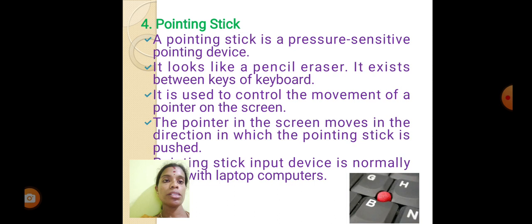Next one is pointing stick. A pointing stick is a pressure sensitive pointing device. It looks like a pencil eraser. It sits between the keys of the keyboard. It is used to control the movement of the pointer on the screen. The pointer on the screen moves in the direction in which the pointing stick is pushed. This input device is normally found on laptop computers.